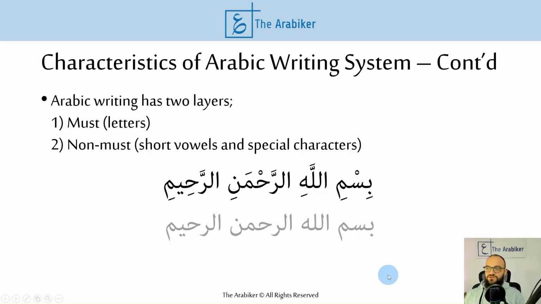And compare it to this one. I think you agree with me that they look very, very similar. What is in common between these two is the must layer, the main letters and the main characters, while this one has short vowels and special characters. So for example, this is the letter ba. This little dash beneath tells me to pronounce it as a B, not as a boo or a ba. But why do I call it must and non-must?